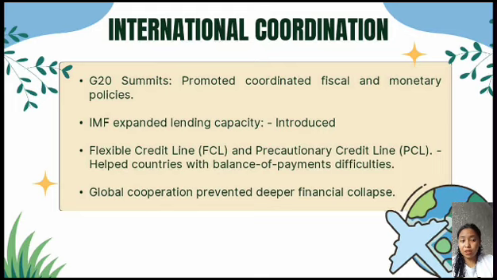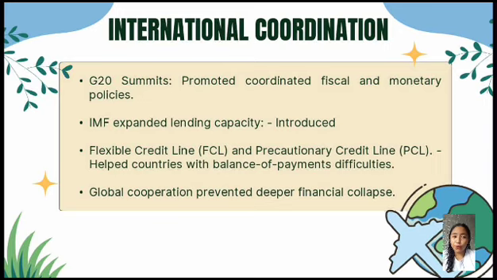The next one is the precautionary credit line. The precautionary credit line was designed for countries that were generally strong but still faced moderate vulnerability. It provides an approved line of credit which countries could use if their situation worsens.